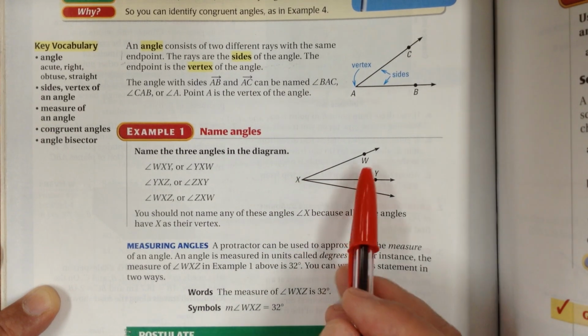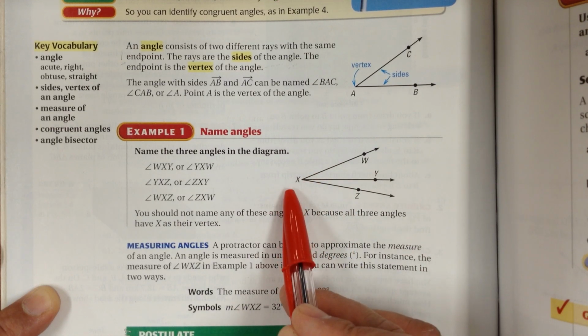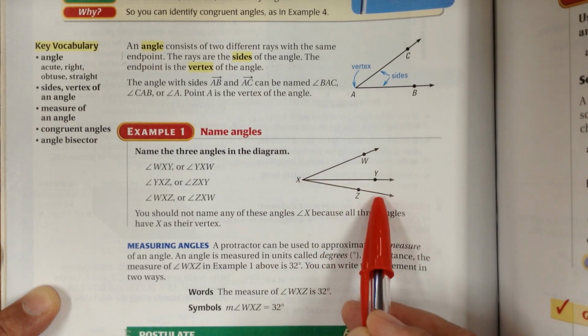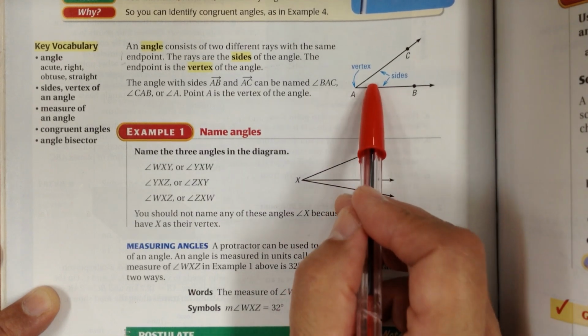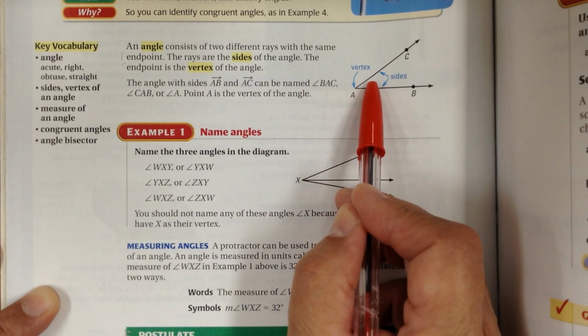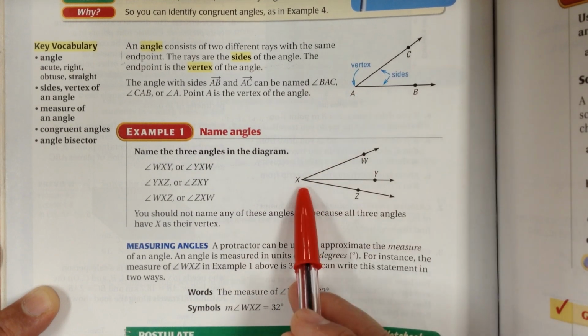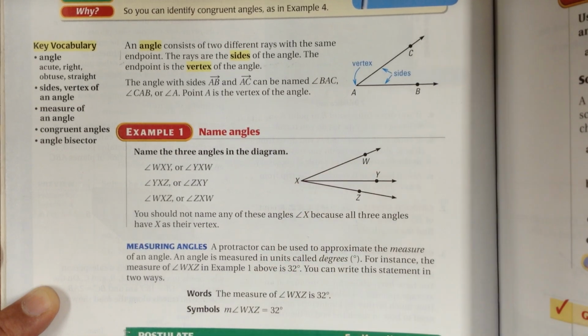But do not name any of the angles X, because if you call it angle X, then you're not going to know if it's this one, or the whole thing. You can only name it with a single letter when you have only one angle, then you can name it angle A, because that way there's no confusion. But this one you cannot call angle X, because there are 3 different possibilities.